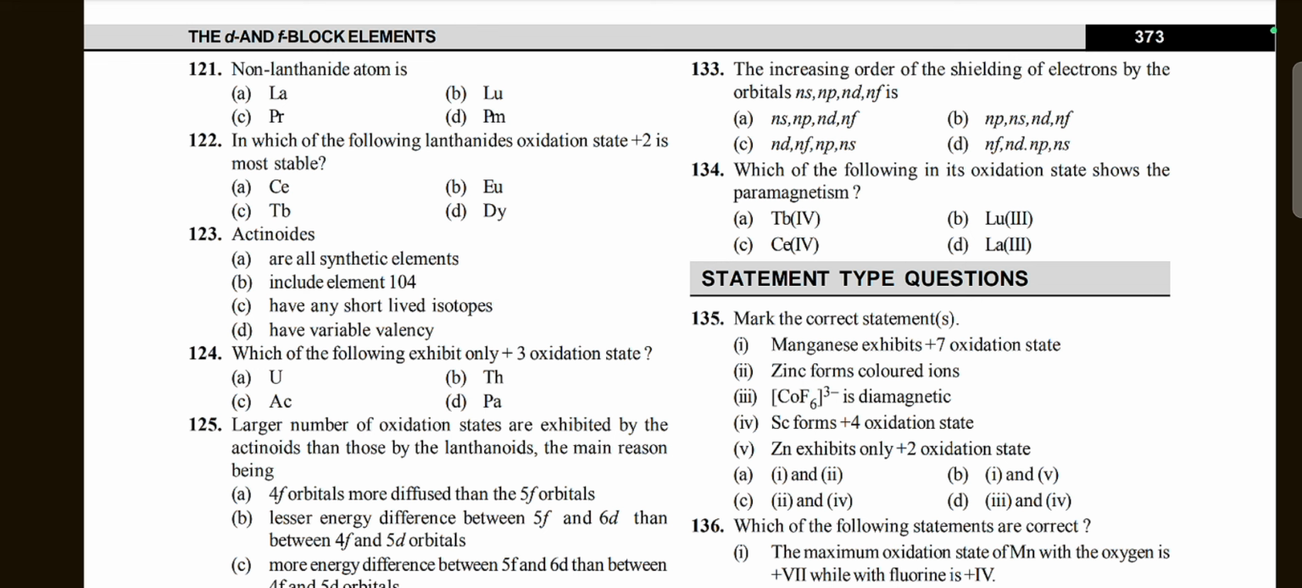Non-lanthanide atom is? Option A, La. Lanthanum is a non-lanthanide atom. In which of the following lanthanides is oxidation state plus 2 most stable? Eu2+ has electronic configuration xenon 4f7, hence stable due to half-filled orbital. So option B will be correct, Eu.